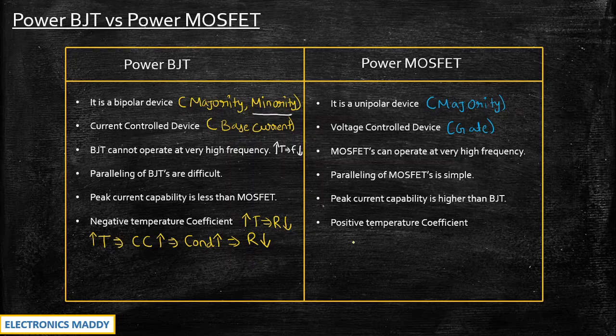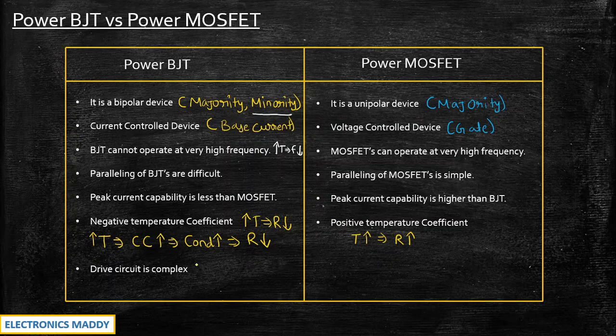Whereas this does not happen with a MOSFET, which has a positive temperature coefficient. The reason is that as the temperature is increased over here, there will be some amount of resistance within the structure itself which will increase. And that is why as the temperature is increasing, the resistance is also increasing and it is associated with positive temperature coefficient. I hope this point is clear.